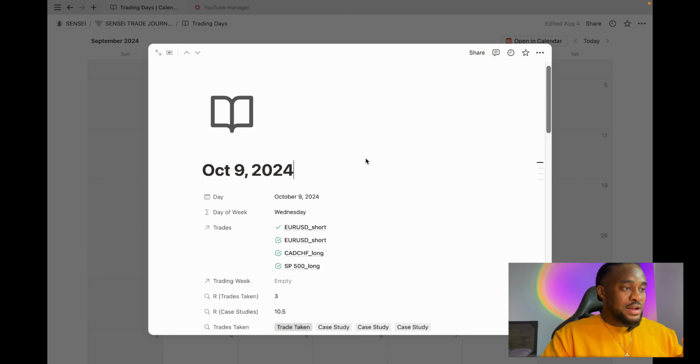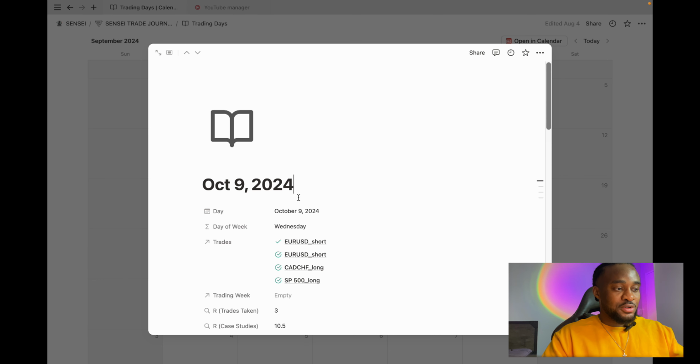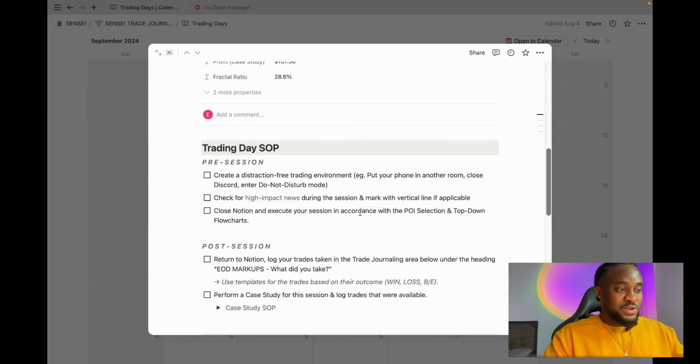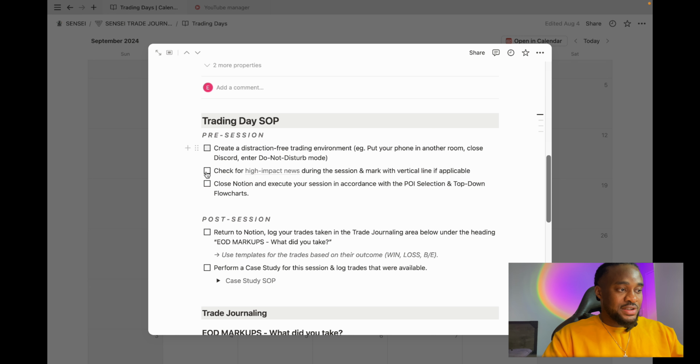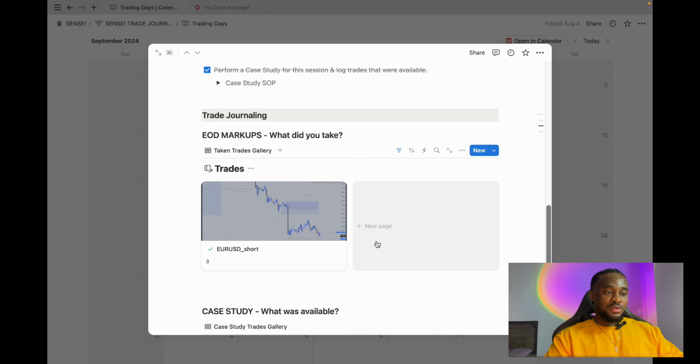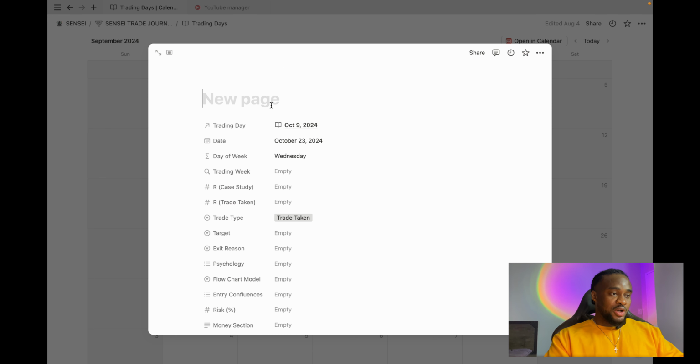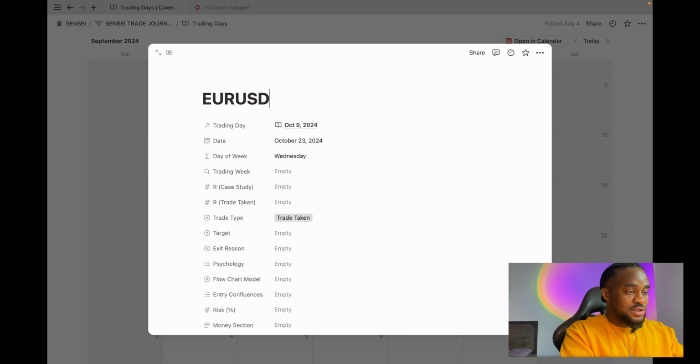So now I'm in the 9th of October 2024. Now we scroll down. I do check these boxes to show you how I do it and how I journal my trade and this process that I follow to successfully journal my trade. So now when we come in, the first thing I want to do is type in the pair that we're journaling today, which is Euro USD. And did I buy or did I sell? I think I sold, so I'm going to write short here.